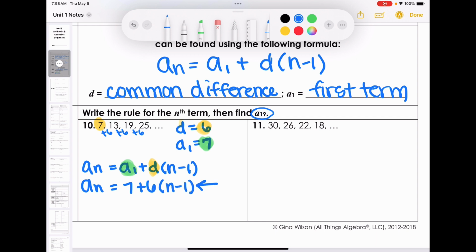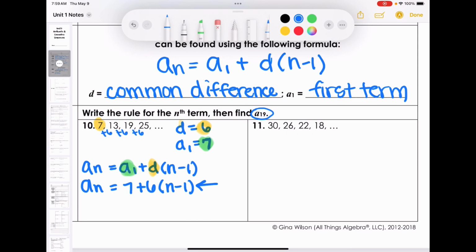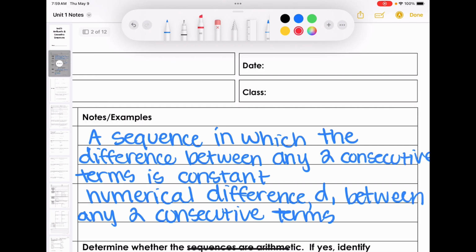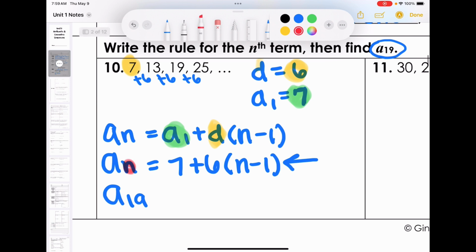So this would be our arithmetic sequence formula for this sequence. Now we want to find the 19th term of the sequence. So I'm going to change all of the n values to 19. So my n is going to become 19. So in my formula, this n is going to become 19 as well.